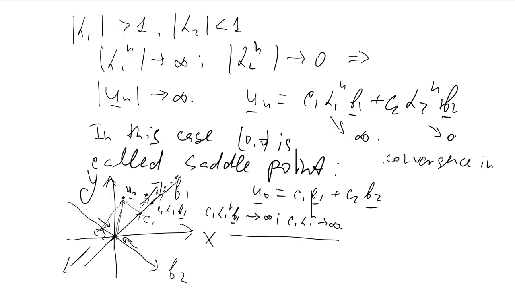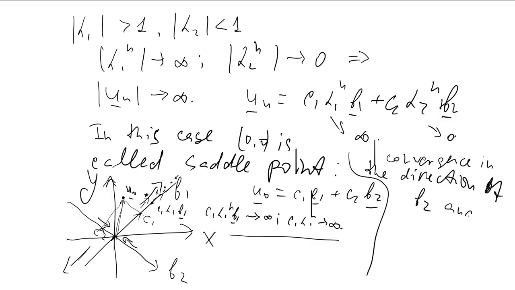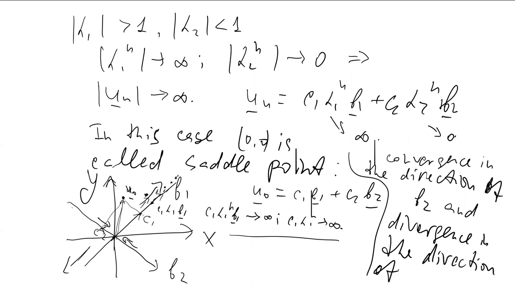In the direction of b2 and divergence in the direction of b1. So it's called a saddle. So generally we consider all three cases for lambda 1, lambda 2 real. And in the next lecture, we will consider the case when the eigenvalues of matrix A are complex numbers.